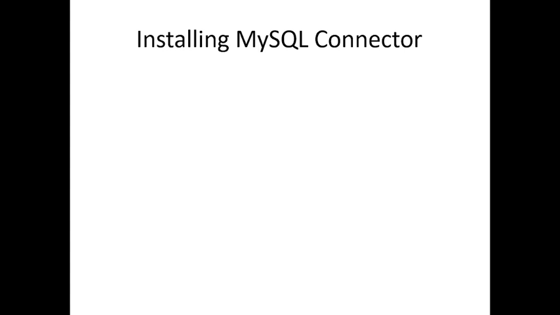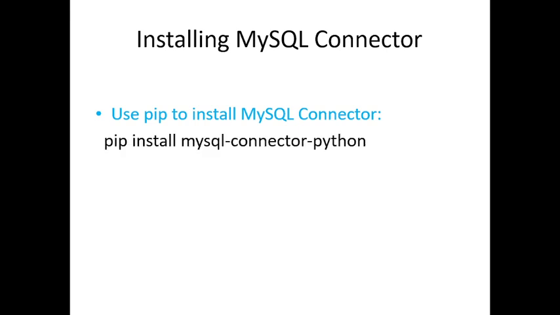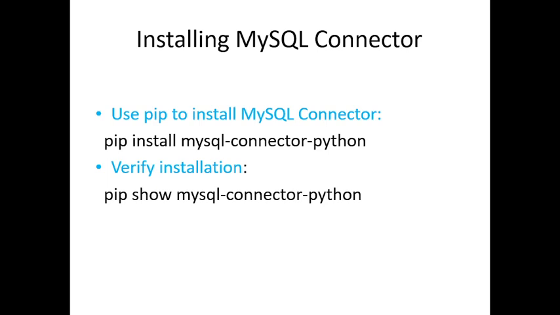So first of all, installing MySQL connector. To install the MySQL connector, you have to use a pip command. The command will be pip install mysql-connector-python. When you use this command, the MySQL connector Python package will be installed on your system. Now if you want to verify whether it has been installed or not, just use this command: pip show mysql-connector-python.